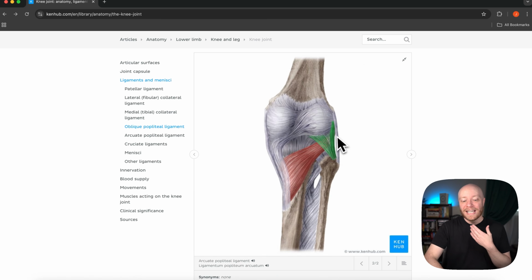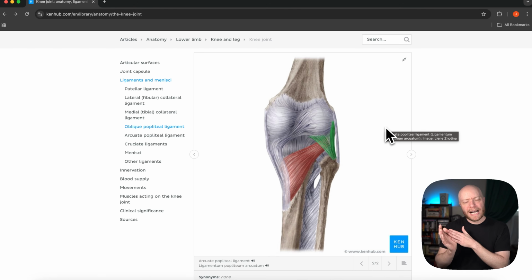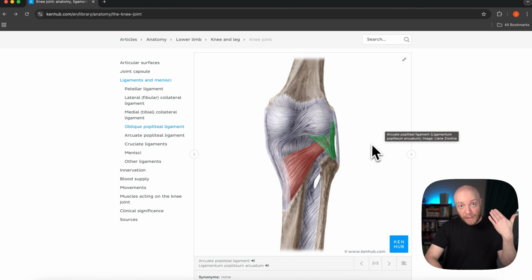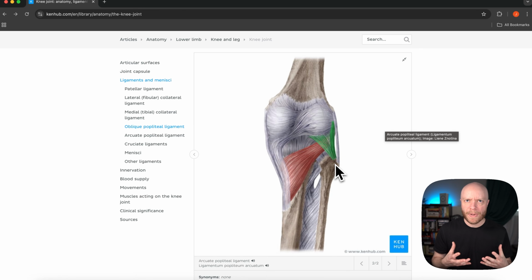And the other one is this one here called the arcuate. So the arcuate popliteal. Again, popliteal just means that space in the back of the knee. And so when we saw the oblique popliteal, the arcuate popliteal is going to be on the opposite side, and it's doing something very similar. It's going to help reduce some of the rotation that's possible in the knee, but it's mainly going to be there to help limit hyperextension.